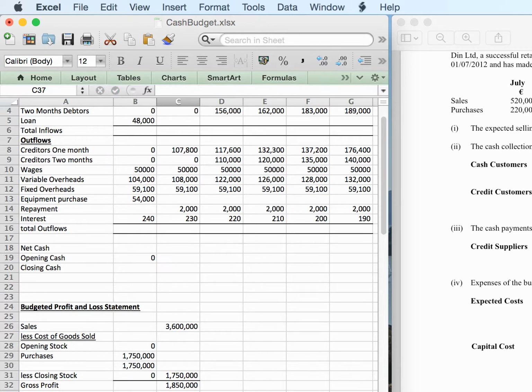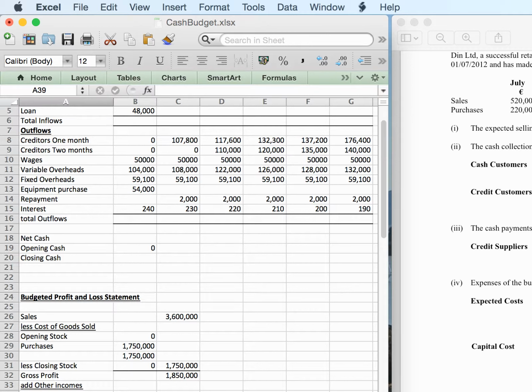So my discount allowed, I was getting 2% of my total sales, and that's just for the cash sales, so that's going to be a little bit easier. So it's the 3,600, that's 3.6 million, times 0.2. The other expenses, we're going to have wages, which is 50 grand times 6 months.